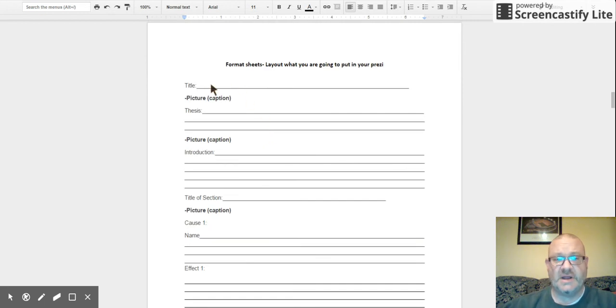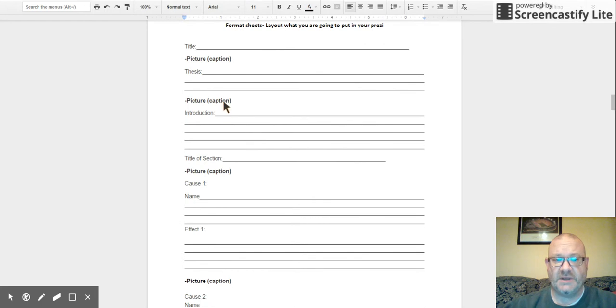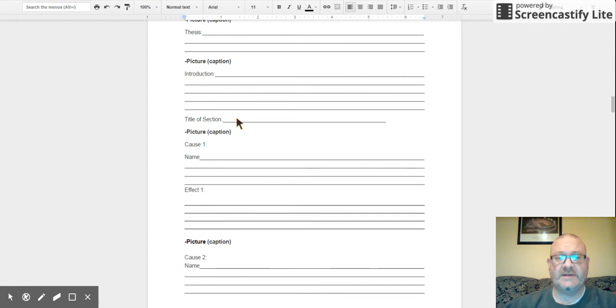Okay, you're going to have your title here, so Greek governments. You're going to put down a picture and a caption that you guys choose. You're going to put a thesis that you guys write together. You're going to have a picture and a caption that goes along with your thesis that you guys pick off Google Images. You're going to write an introduction for the Greek government or whatever your topic is that you're going to write together. Then you're going to write down title of section. This could be Athenian government, or this could be Athenian economy, or this could be Athenian religion. Or if you're doing Alexander the Great, it could simply just be Philip, King of Macedonia, which is his father.